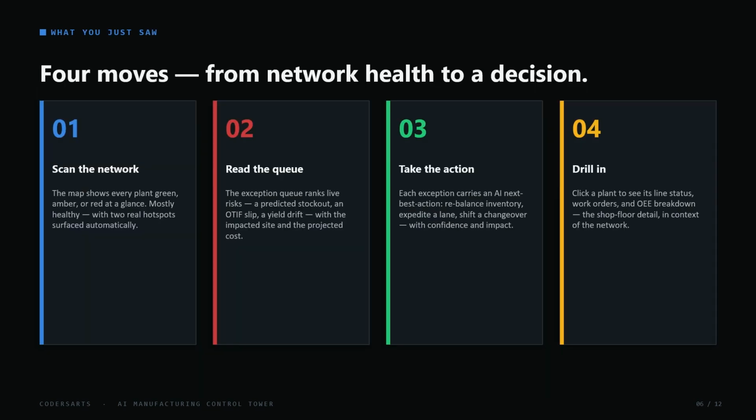Now step back. What just happened there was four moves. You scanned the network and the map. You told instantly where to look. You read the queue. The risks were already ranked and costed. You took the action the system recommended with a confidence score behind it. And when you needed to, you drilled into a single plan for detail, from network health to a decision in under a minute, without emailing a single person or opening a spreadsheet. That's the whole point.